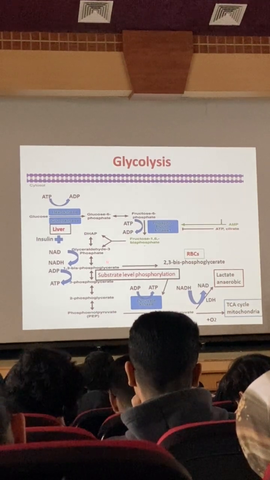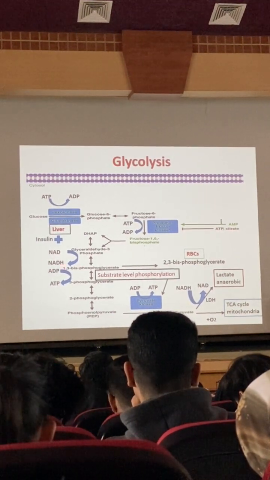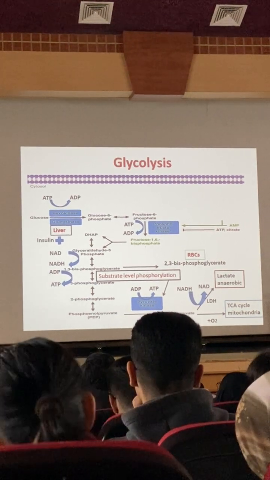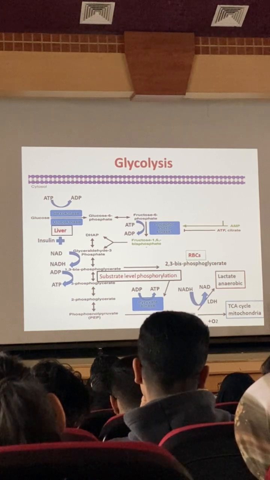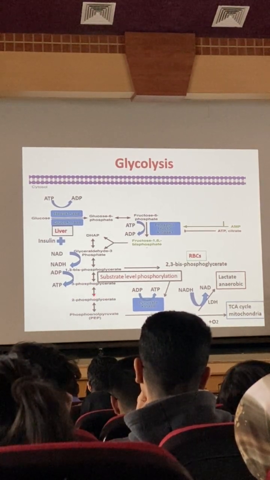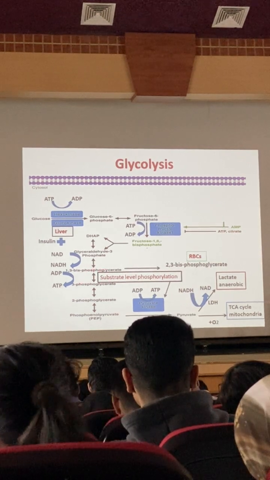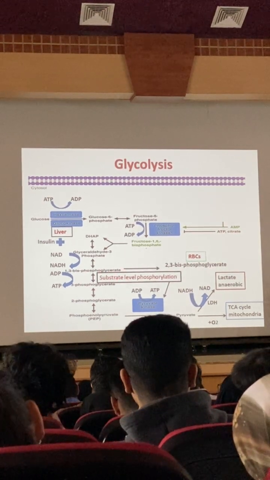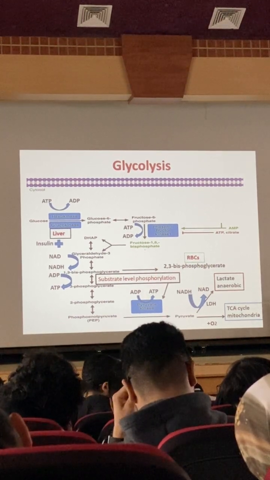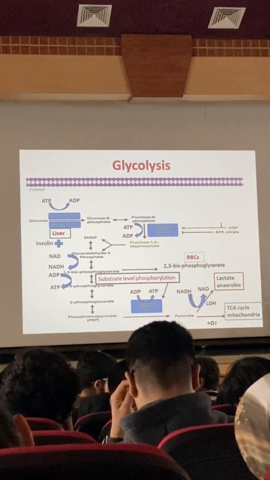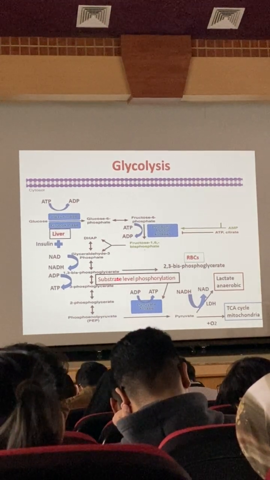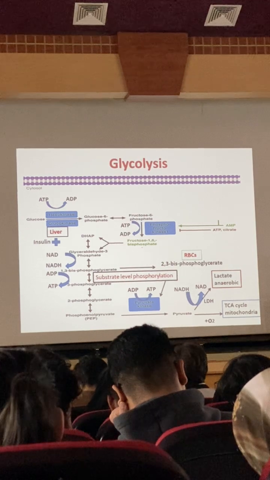Okay? So in this step, we will generate NADH, a high energy molecule, which generates around 3 ATP. Then 1,3-bisphosphoglycerate will convert to 3-phosphoglycerate. What's important here is that this step is called substrate level phosphorylation. We have 3 examples in our body of substrate level phosphorylation. One of them is present here in glycolysis. Does anyone know the meaning of substrate level phosphorylation?